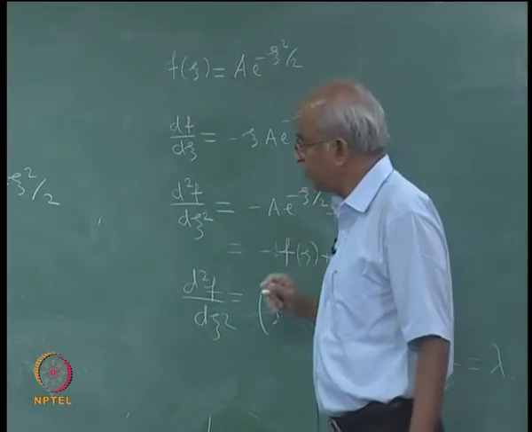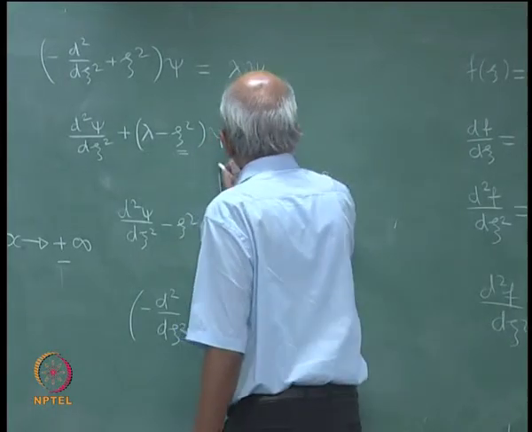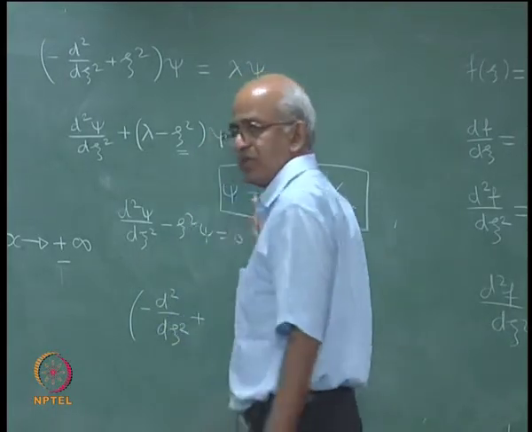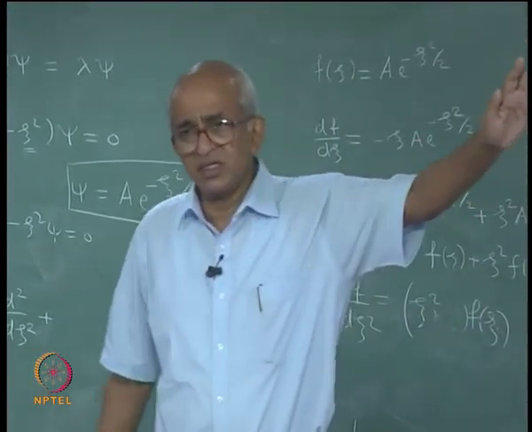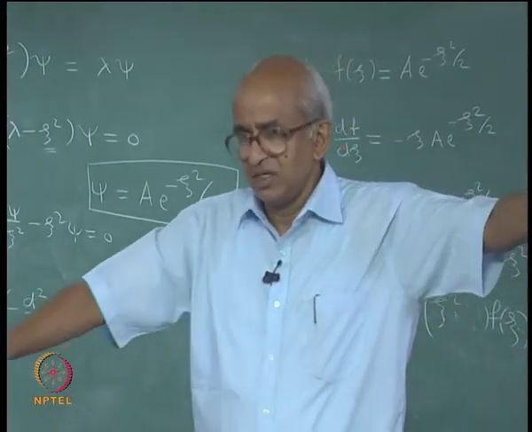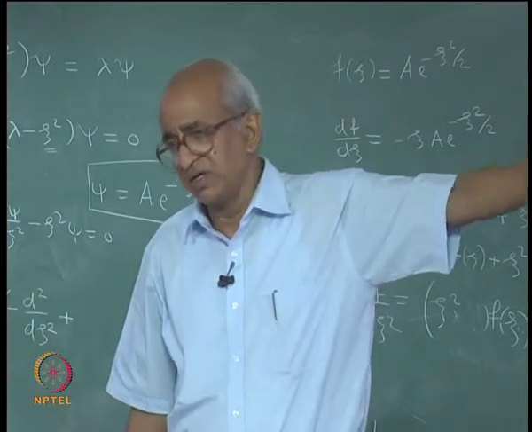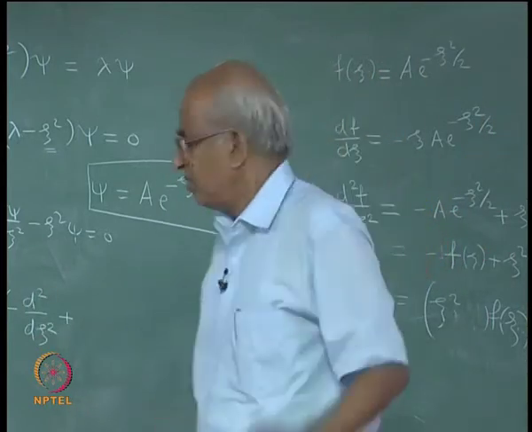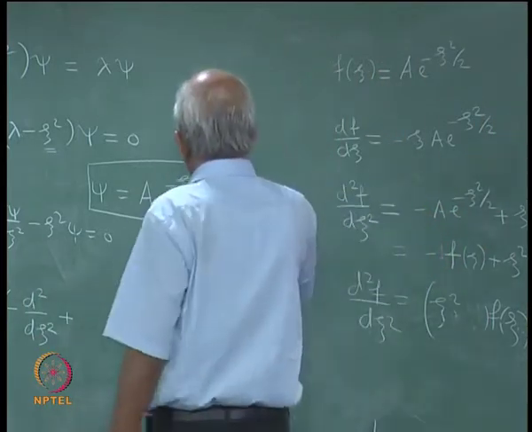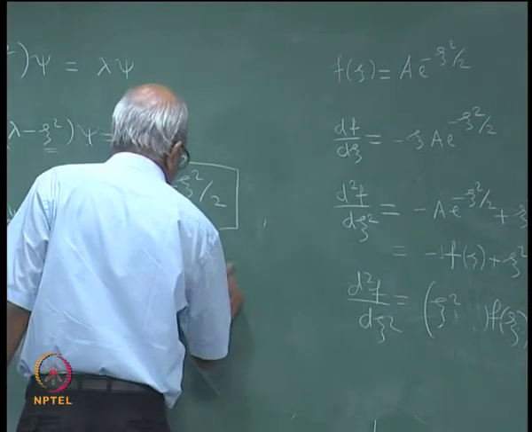And so, what I have proved is that psi equal to a e to the power of minus c square by 2 is an asymptotic solution. It is valid only in the large c region, it is not valid near c equal to 0, but it is valid when c is very, very large. This is a solution. But then you may say, well, you can also think of another solution which is of the form b e to the power of plus c square.